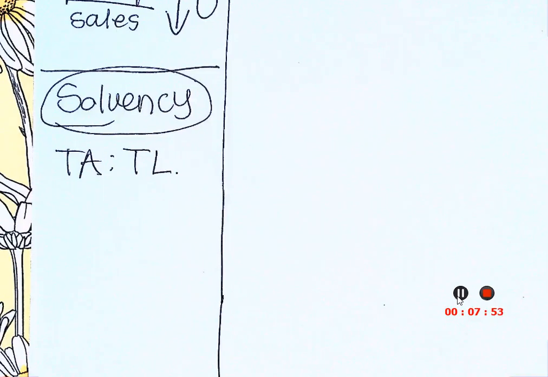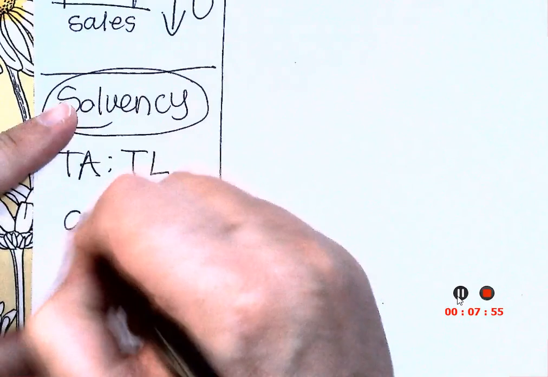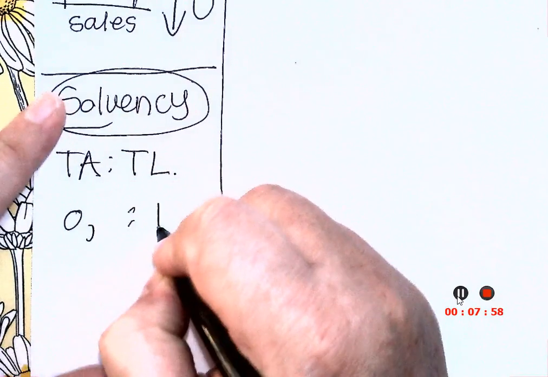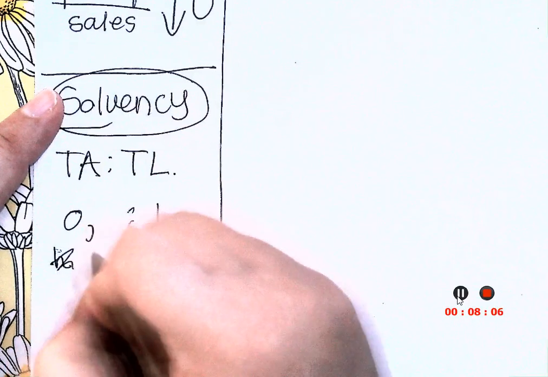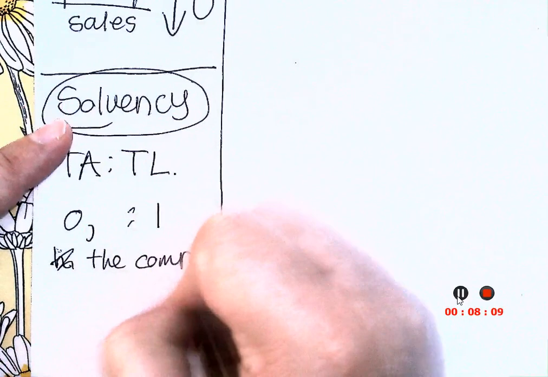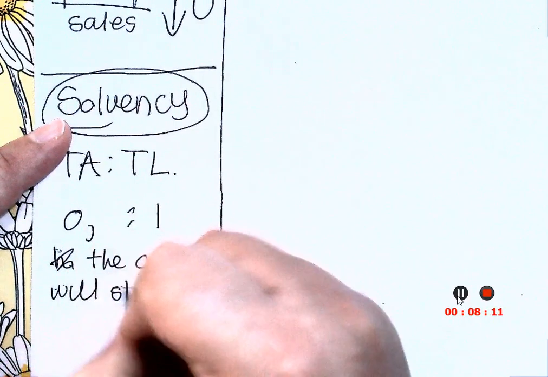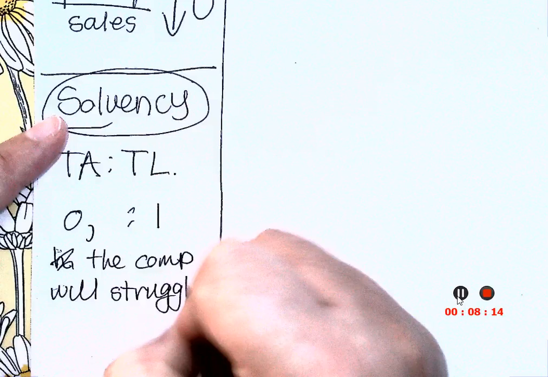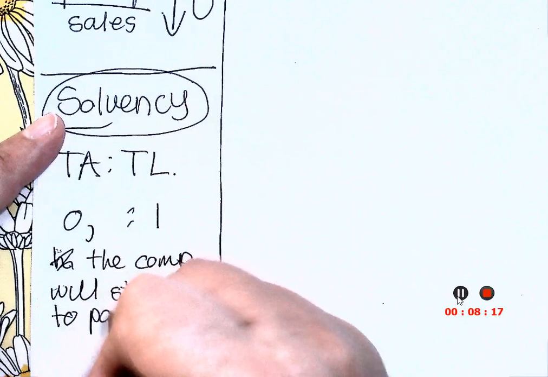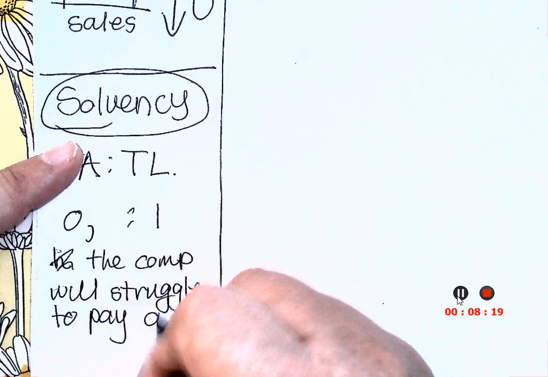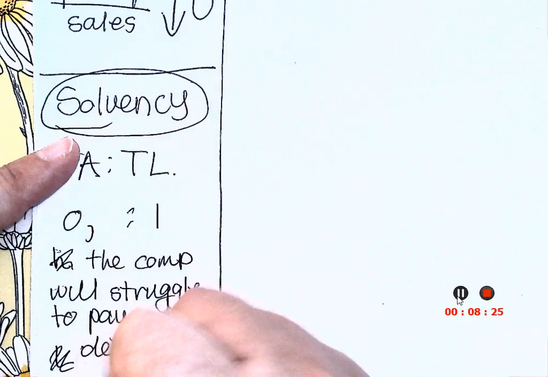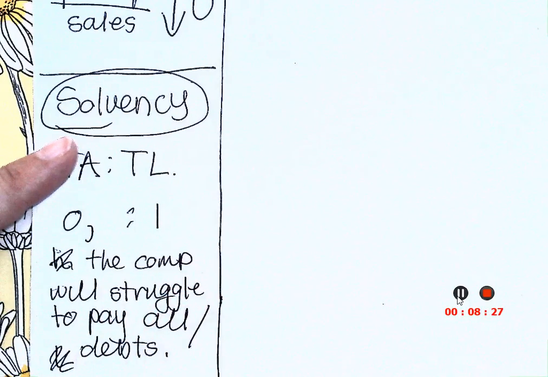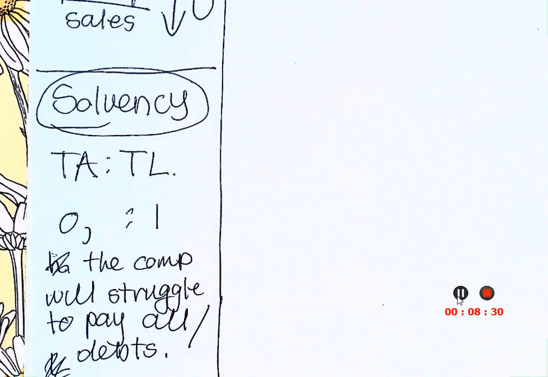But you cannot say if it's 0 point something to 1, you can't say the guy is insolvent. Right? You can say the company will struggle to pay all or long-term, all debts. It will be a challenge.